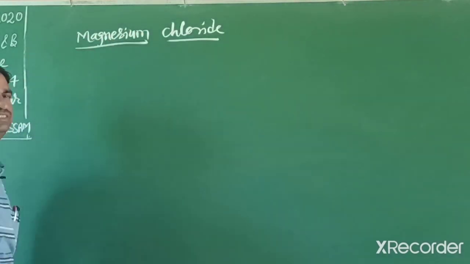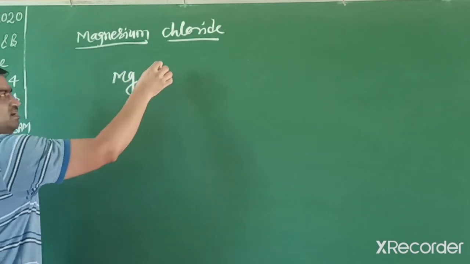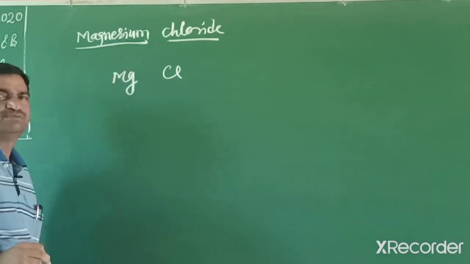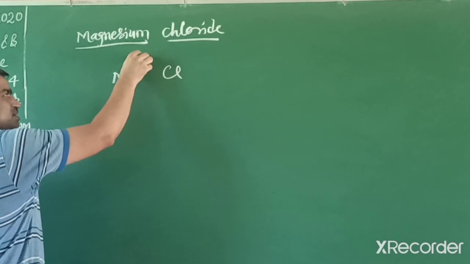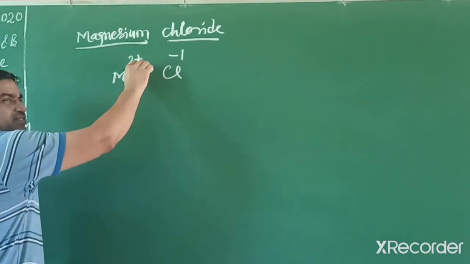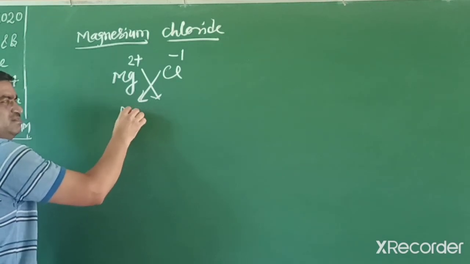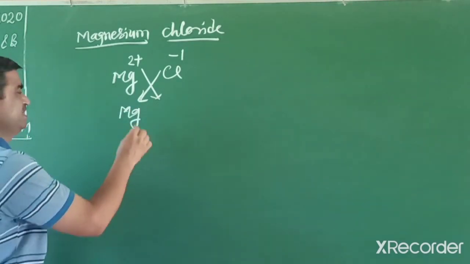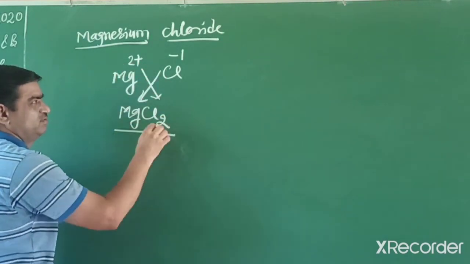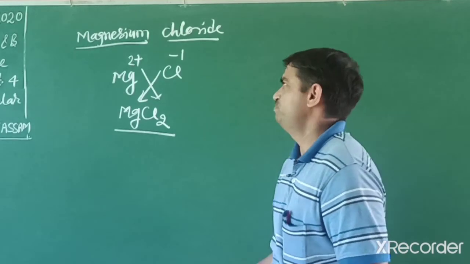In magnesium chloride, there are two ions, cation and anion. Magnesium, at first you write the symbol, and chloride means chlorine. Then you find their charge given in your book. The charge is 2 plus for magnesium and chloride minus 1. So after that we cross their charge. So you write magnesium, 1 is not needed to write, then chlorine 2. Magnesium chloride, that one.